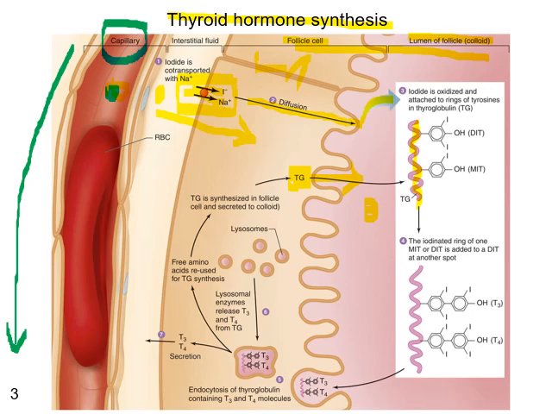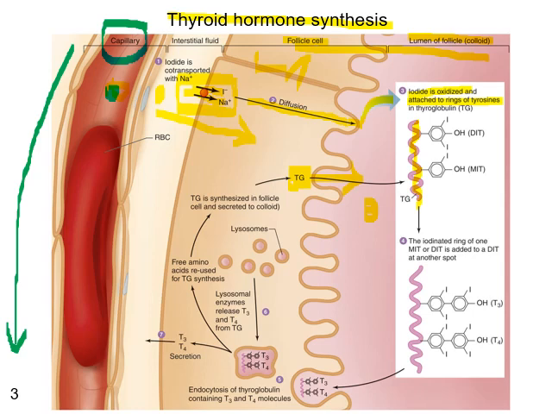In the lumen of the follicle, there are enzymes that iodinate tyrosines of thyroglobulin. So here, iodide that has been transported into the follicle and into the lumen, that is to say, into the colloid, is oxidized and attached to the rings of the tyrosine. This is done by enzymes in the colloid.